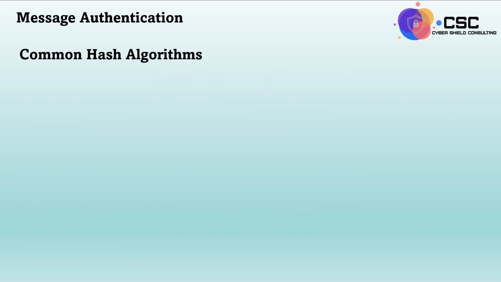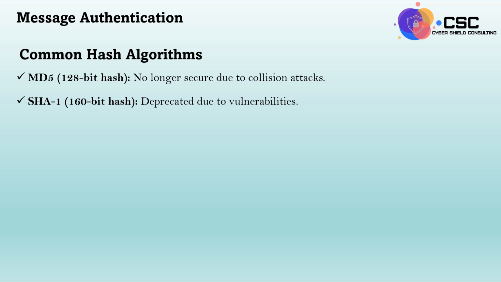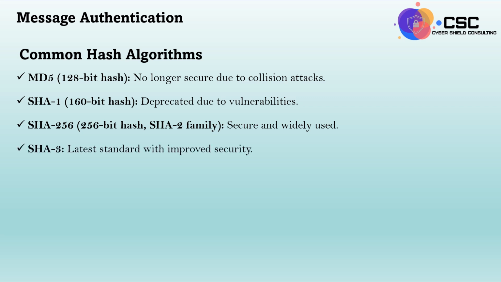There are several widely used hashing algorithms, but not all of them are secure today. MD5, which produces a 128-bit hash, was once popular but is no longer secure due to its vulnerability to collision attacks. SHA-1, a 160-bit hash function, was also widely used but has been deprecated for similar security reasons. Modern systems rely on SHA-256, which is part of the SHA-2 family and provides strong cryptographic security. The latest advancement is SHA-3, which offers an alternative structure for improved security.